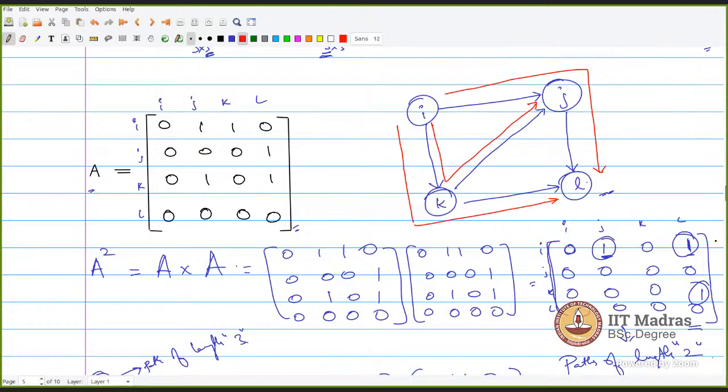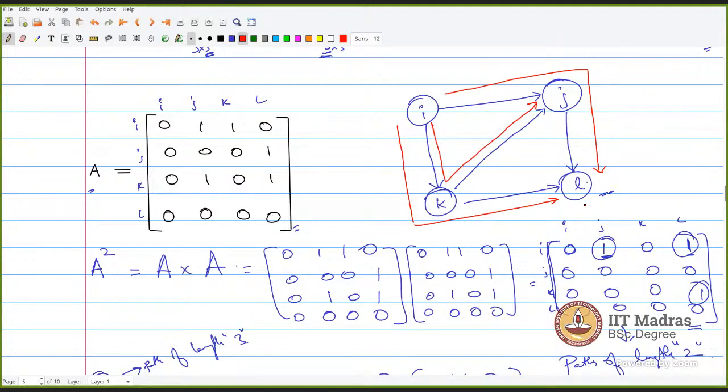But we don't need to worry how many paths of length 2 there are. We are worrying about whether there is a path of length 2 or not. That is why we replace the 2 with 1. So there are 2 different paths, I to K, K to L and I to J, J to L. There are 2 different paths of length 2 from I to L.